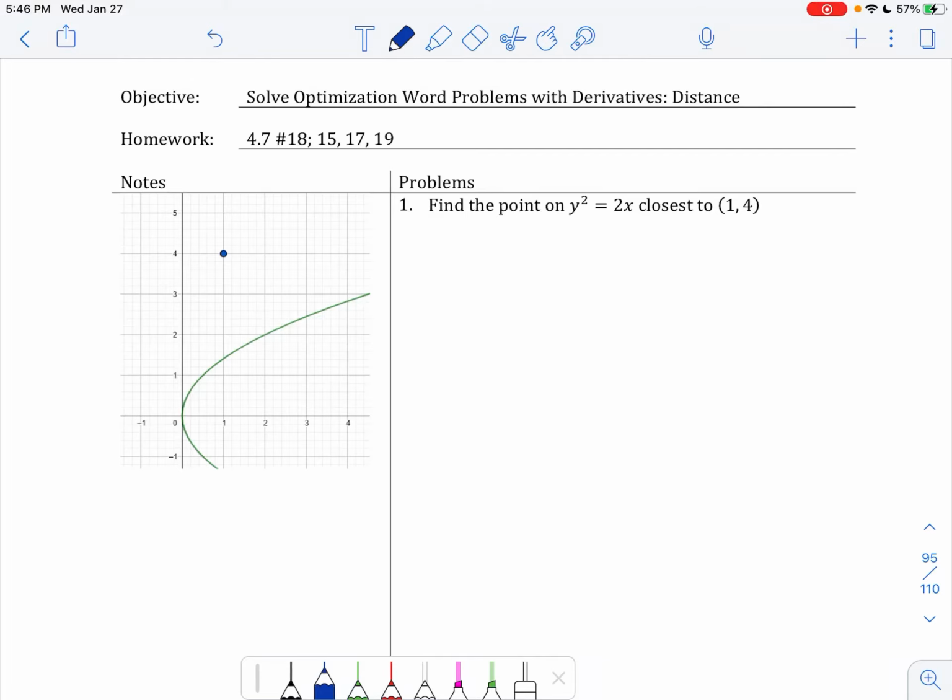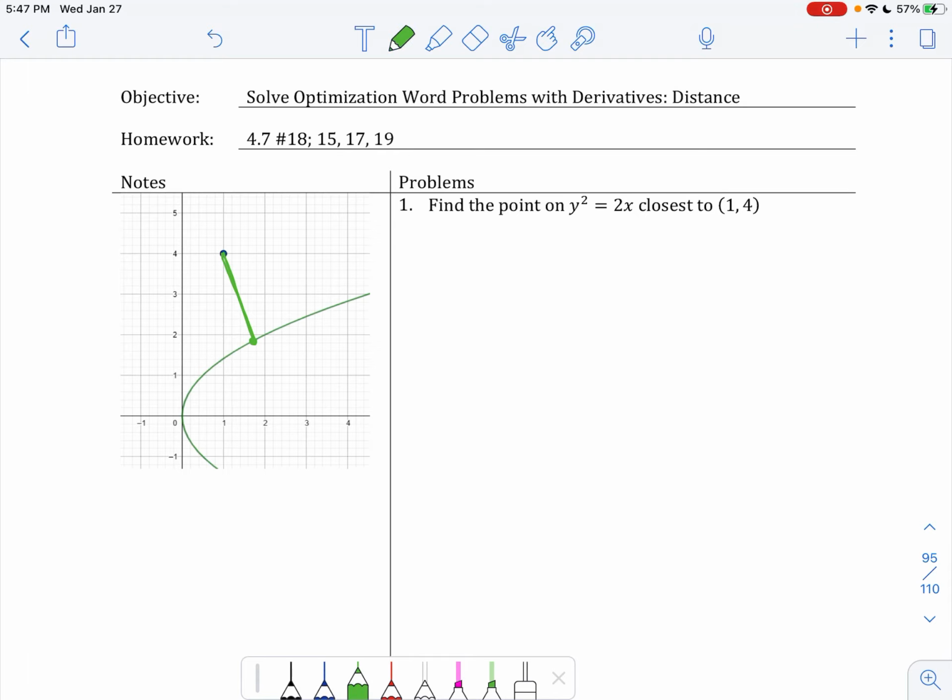All right, so now we're looking at our last type of optimization problem, and this is having to do with distance. You're going to see a lot of things like, what is the point on the curve that's closest to a point here? So in this case, you're looking for a point that's maybe right here, where this distance is smallest.